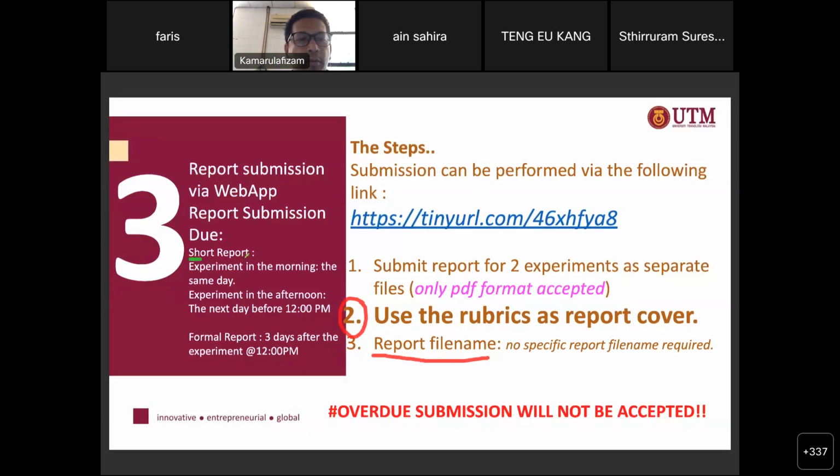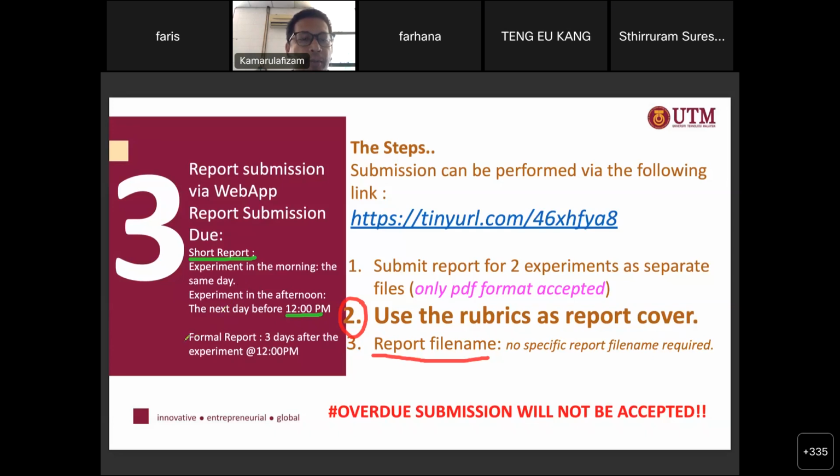For the short report, basically, if the experiment is conducted in the morning, then you have to submit the report on the same day. If the experiment was conducted in the afternoon, you have until the next day at 12 p.m. Okay, not 12 midnight, but 12 midday. So this is for the short report. Again I repeat, if the experiments were in the morning, you have to submit the same day before 12 midnight. If your experiment is in the afternoon, your due date is tomorrow, 12 midday, okay, 12 noon, all right.